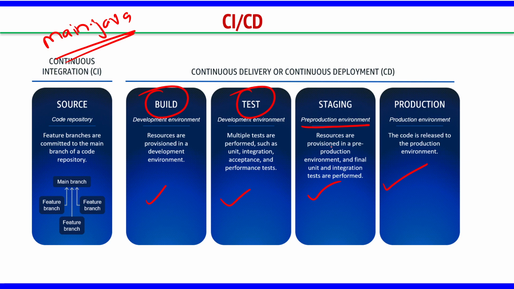So resources are provisioned in a pre-production environment, and final unit and integration tests are performed in staging. Okay, and finally the production one, right? So the production website is released: whatever changes we have done are released to the public, to the users. Okay, so CI falls in this stage.